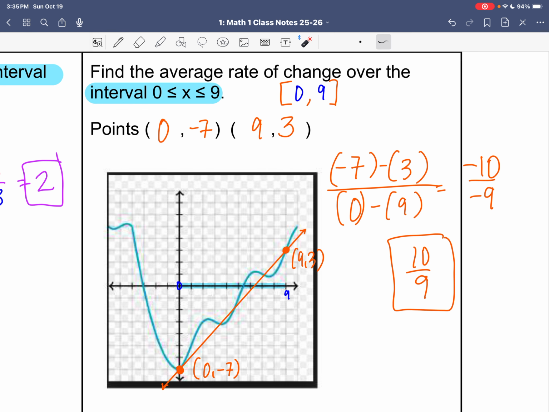And depending on which way you use to find slope, you could either get 10 over 9, or it would be negative 10 over negative 9, which simplifies to 10 over 9 anyways. So this is the average rate of change or average slope.